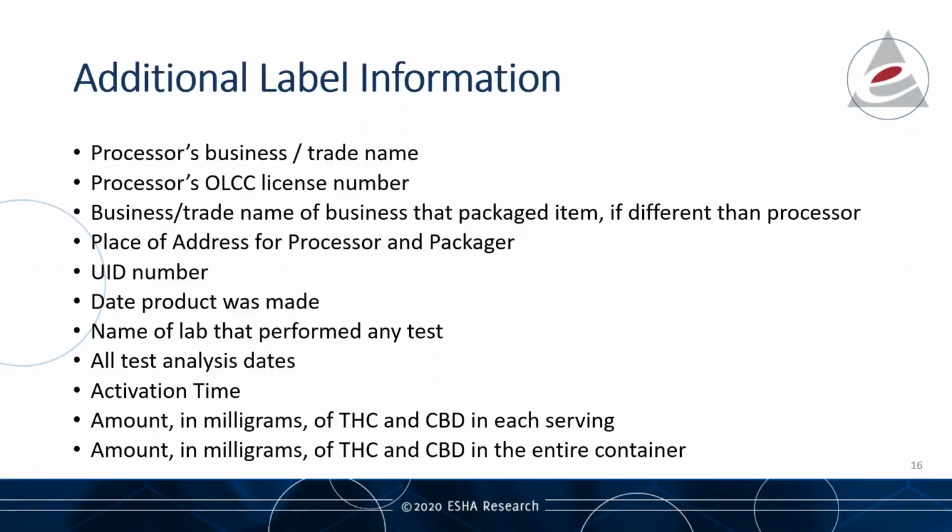And in addition to the nutrition labeling, Oregon producers of cannabis edibles must supply additional information on packaging, including processor's business or trade name, the OLCC license number, addresses as appropriate, the unique ID number, date the product was manufactured, lab information, activation time, and milligrams of THC and CBD per serving and per container. So again, following those maximum limitations, products may be formulated with those in mind.